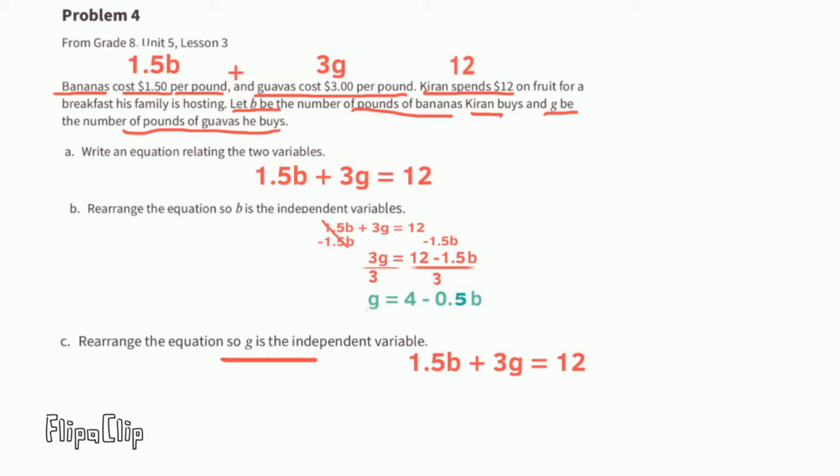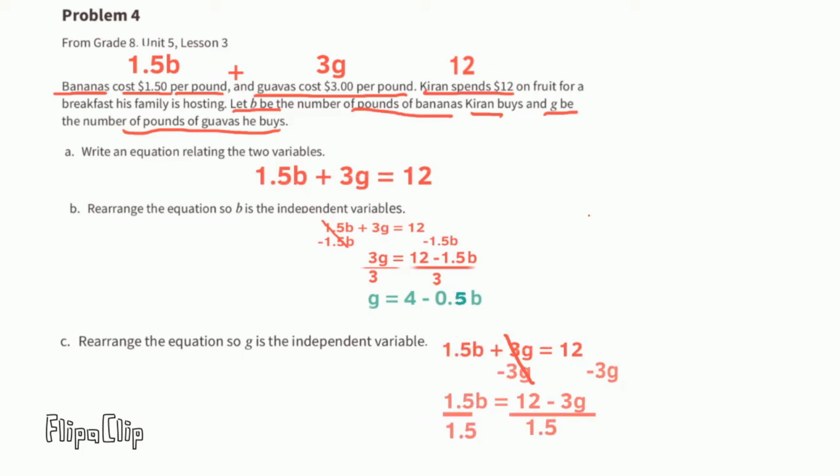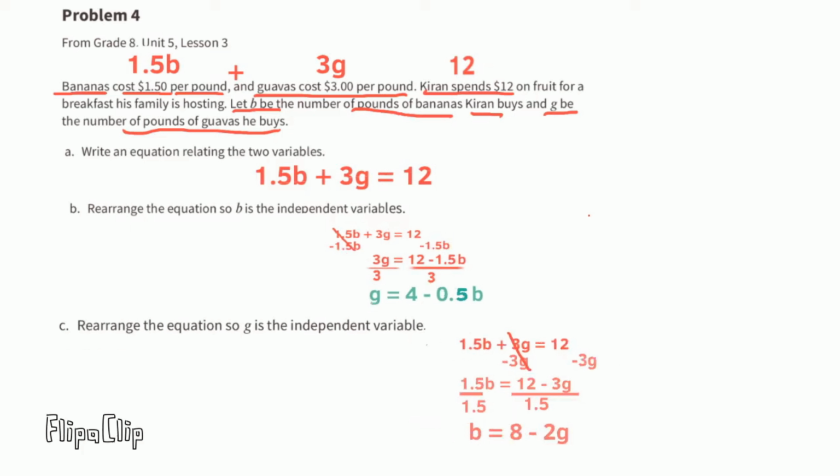C. Rearrange the equation so g is the independent variable. Now we need to get the b by itself. Let's subtract 3g from both sides, and the equation reads 1.5b equals 12 minus 3g. Divide both sides by 1.5 to get 1b, and you have b equals 8 minus 2g.